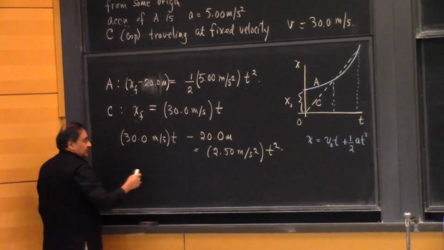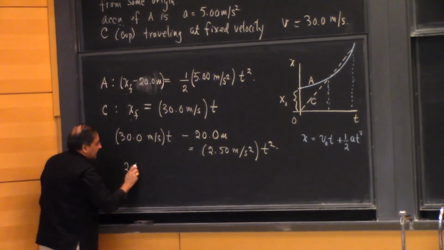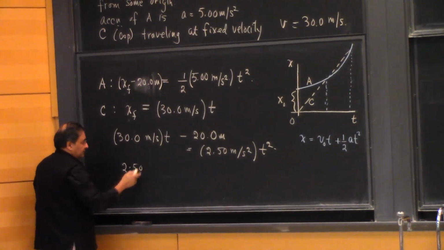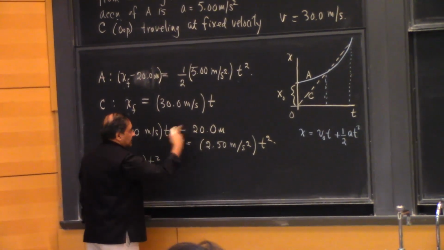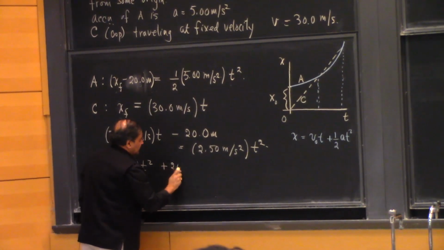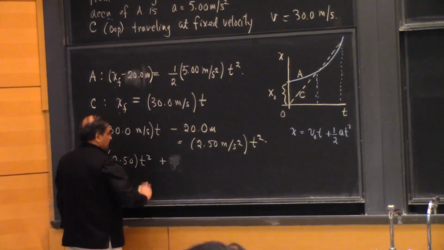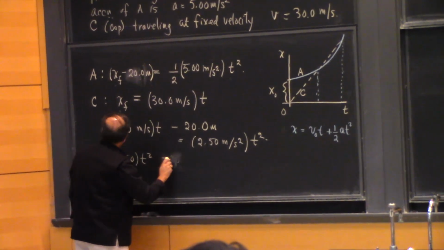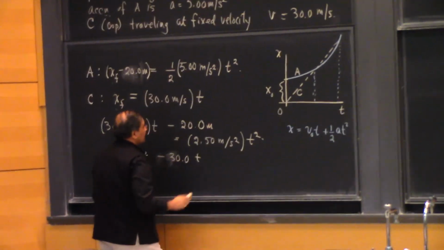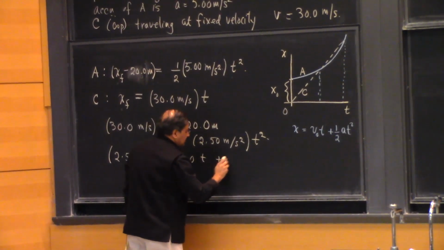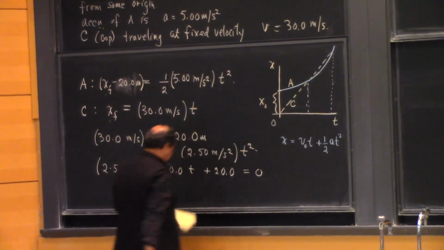So let's organize things. I will take everything to the right. I always like to keep the quadratic term positive. Now I'll not write the units. This becomes a plus because this goes on the right side. Sorry, first I'll write this one. This becomes a minus. So this becomes a minus 30.0 times time. And this becomes a plus 20.0 is equal to 0.